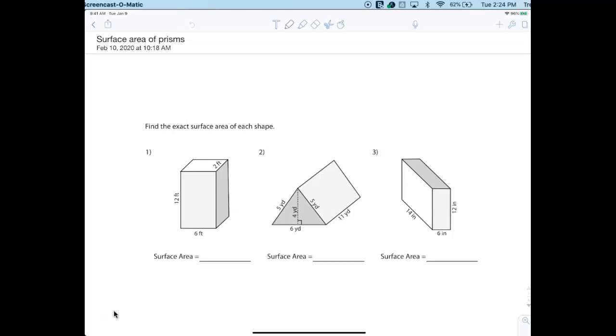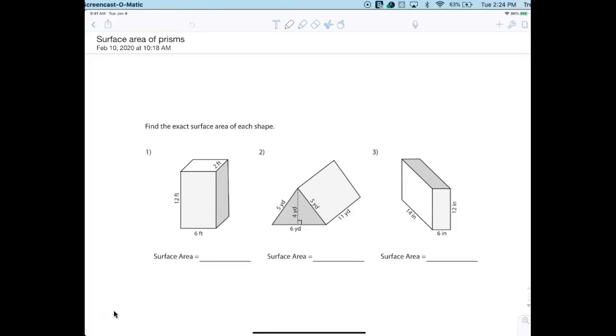Expert definition, all right, we now know that surface area just means it's the area of all the surfaces, all right? Now, in this case, there are different shapes, but it's going to come down to one formula that we're going to be using.